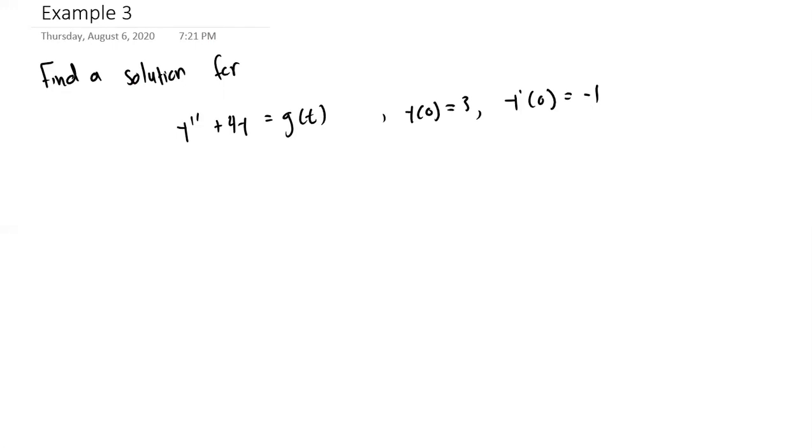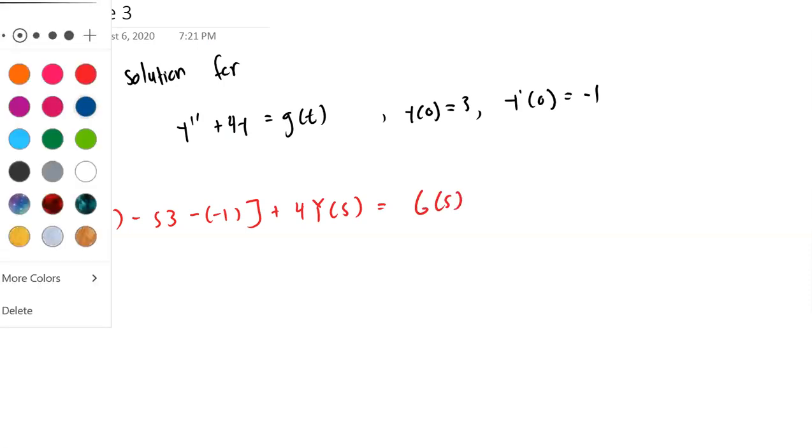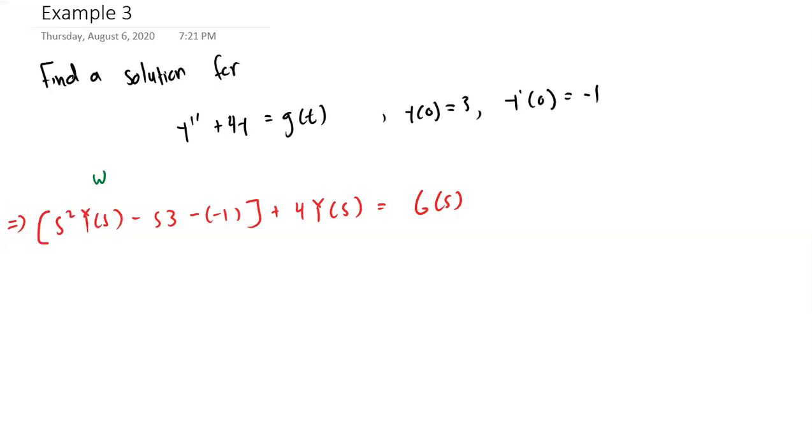Okay. So let's do our work. We know how to do this. Take the Laplace transform of both sides. We get s squared, big Y of s, minus s times y of 0, which is 3, minus y prime of 0, which is -1. Right, that's just the Laplace transform of y double prime, plus 4 times the Laplace transform of y equals the Laplace transform of g. We don't know what it is, so let's just write it as big G of s. And again, here we're assuming that we can actually compute the Laplace transform of g of t. It's just any arbitrary function whose Laplace transform exists. So let me write that.